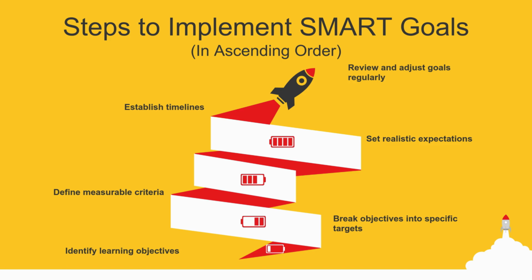So steps to implement a SMART goal, these are in ascending order. You want to identify the learning objectives. What are we doing? What skill are we focused on? What content are we focused on? Then break objectives into specific targets. Like we saw there, we saw the reading fluency. We saw the multi-step problems. So we want to break it down so we can measure these specific targets. Define measurable criteria: how are we going to determine success for the goal? Set realistic expectations. We talked about that. Establish timelines, review and adjust goals regularly.